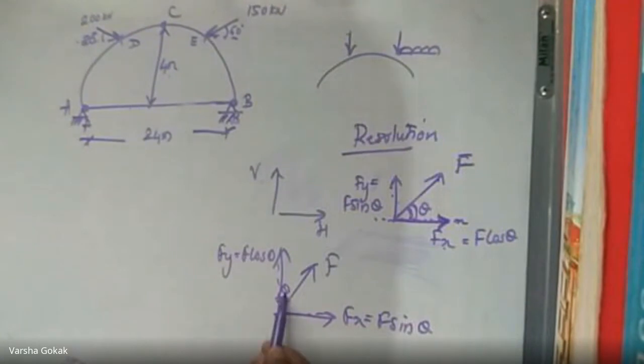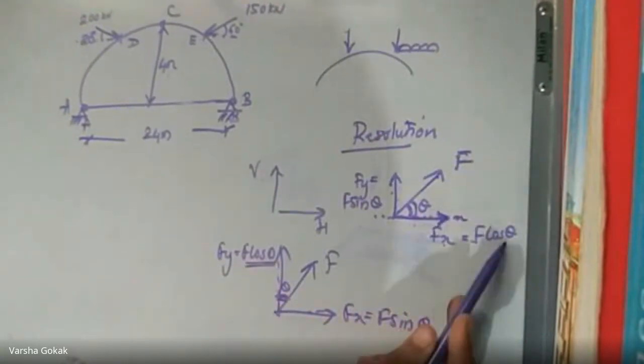Wherever the theta is, there the cos term goes. If theta is with the x-axis, F cos theta is your Fx. If theta is with the y-axis, F cos theta is with y. One concept. Next, sign convention.